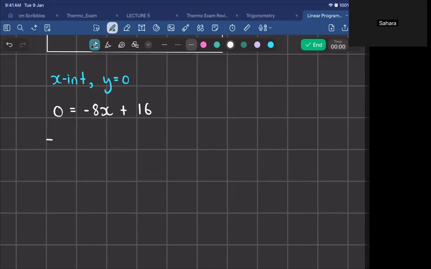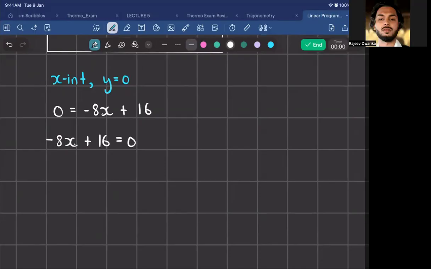Negative 8x. Say it a little louder with confidence: negative x plus 16 equals 0, right? What shouldn't be on the left-hand side? The 16. Right. So now I see you move across the 16 and you still leave it as positive.